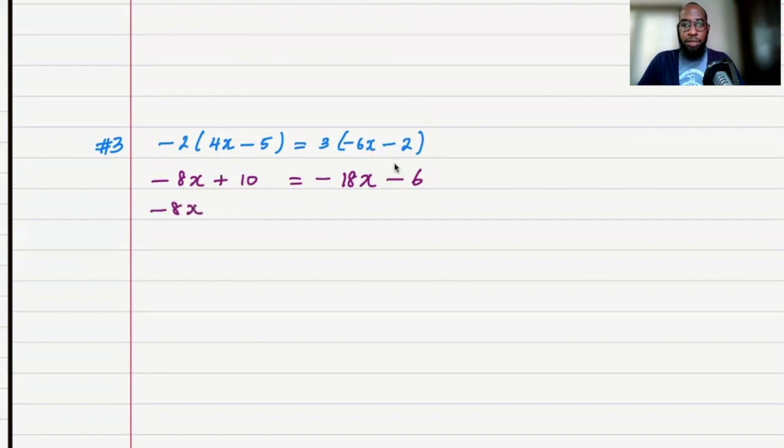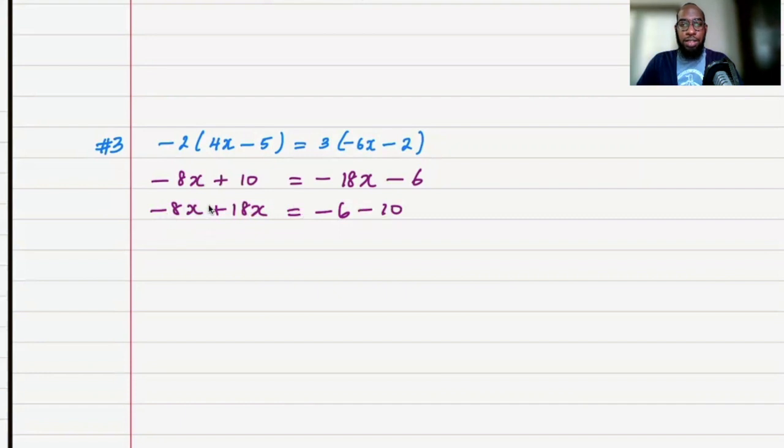Negative 8x. So if I want to get rid of this x here, I add 18x on both sides. So you get 0 here. I have to plus 18x on this side equals to negative 6. Write this term first. If I need to get rid of this positive 10, I subtract 10 on both sides. This will be 0, it will cancel out, and I minus 10 here. So you just check your question to make sure you have the correct terms.